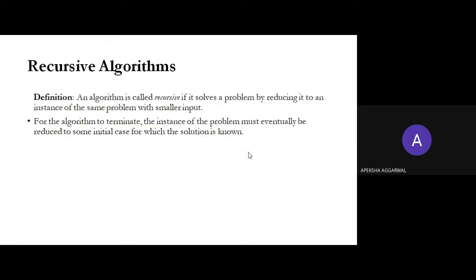An algorithm is called recursive if it solves a problem by reducing it to some smaller input. So we have a bigger tree, let's say of height 5, but we are reducing it to height 0. We start from maybe 5 and reduce to 4, 3, 2, 1, and 0. 0 is the root node.